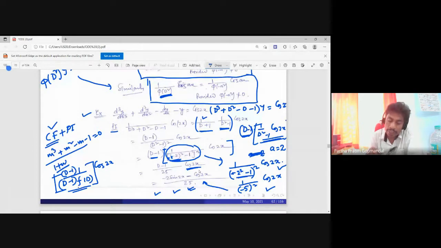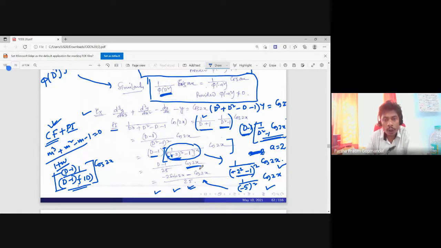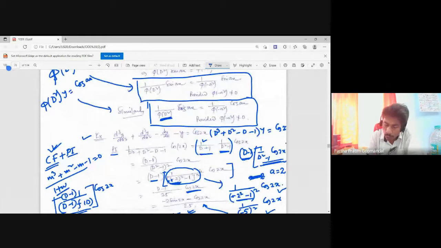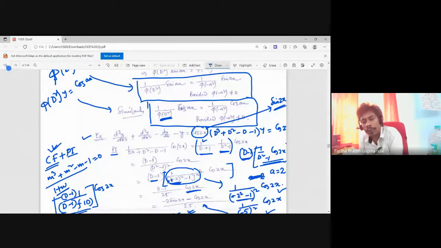Please complete the derivation of the complementary function and then write the solution as a sum of the complementary function and particular integral. Now see here it is for cosine x. So one homework you can consider here: replace it by sine 2x and solve this problem. Replace the right hand side function by sine 2x and solve it. So this is again another homework. You please try. I hope you can solve it.